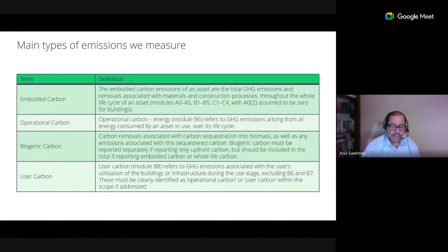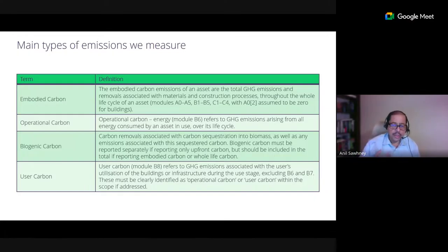If I use a bridge, if I use a train, if I use the building, whatever, the emissions I cause as a user are called user carbon. So it's a bigger part of the economy. We don't have direct control on that. Embodied carbon, I have direct control because I can use low carbon material. Operational carbon, I have direct control.